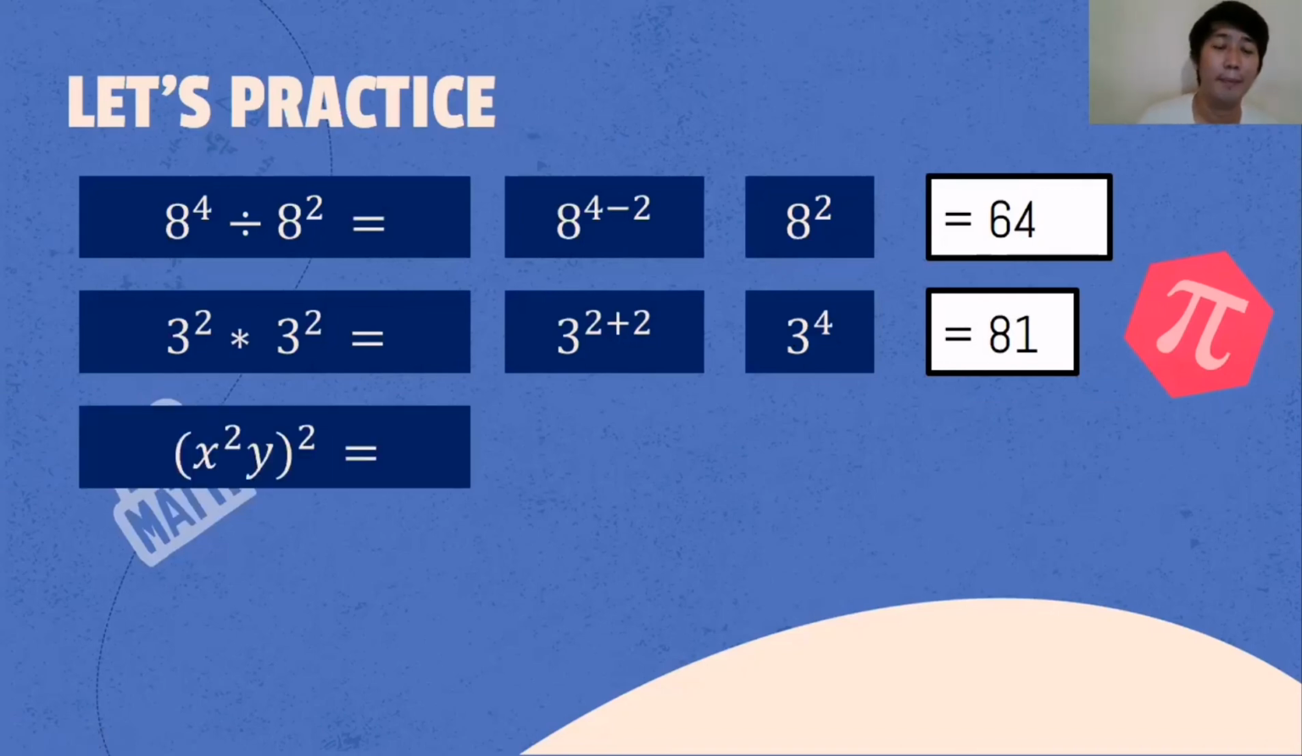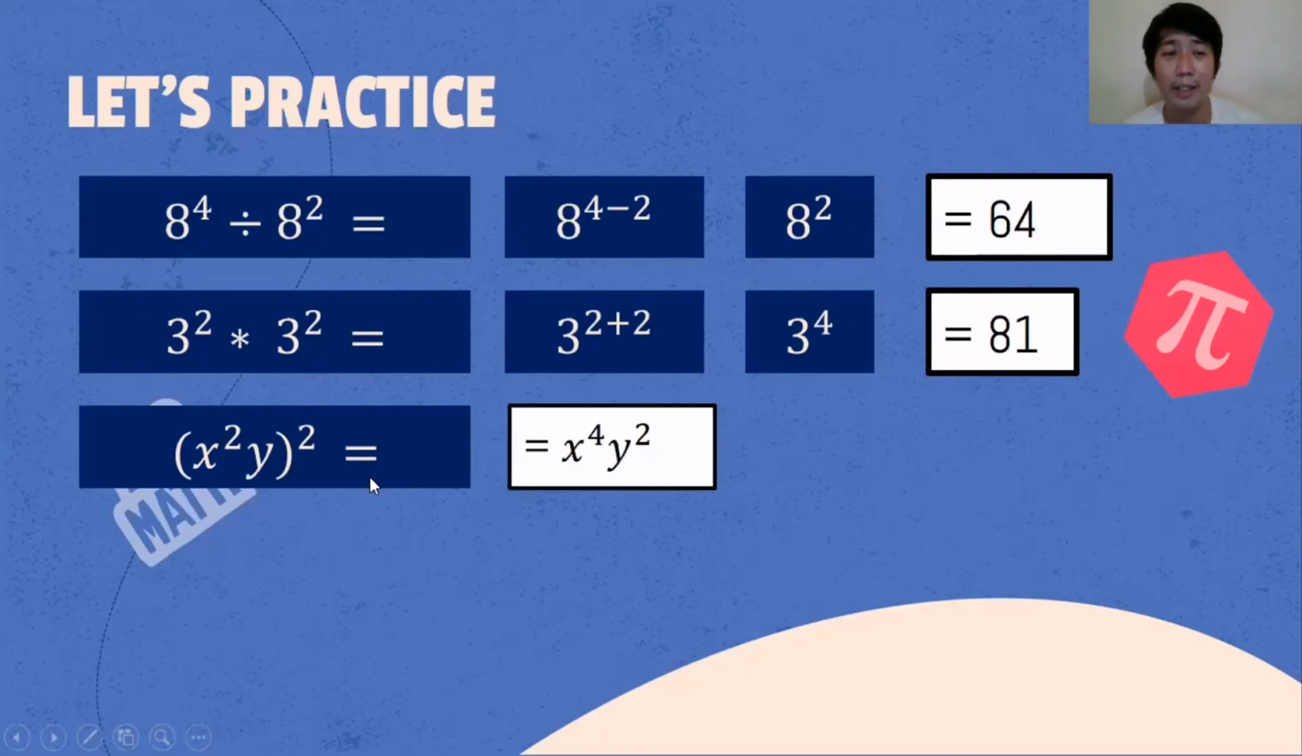The next one, the quantity of x squared y raised to 2. So on this part, we need to distribute the exponent on both terms, x squared and y. So that means you will have here 2 times 2, 4, and 1 times 2, because automatically there's y raised to 1 here. So y, 1 times 2, that is 2. So we have x raised to 4 y squared. That is the final answer.